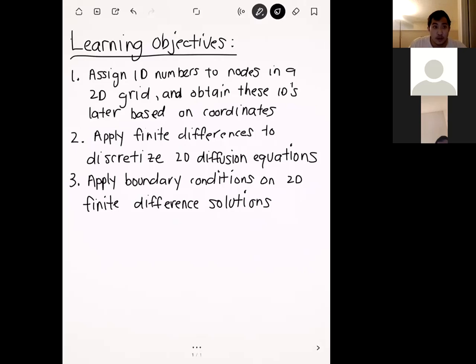We're starting a new set, so we're starting the lecture notes on 2D diffusion. I think it's lecture notes 05.